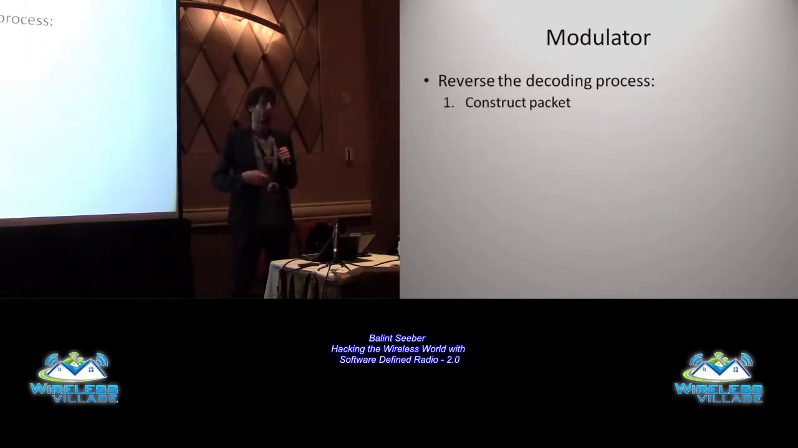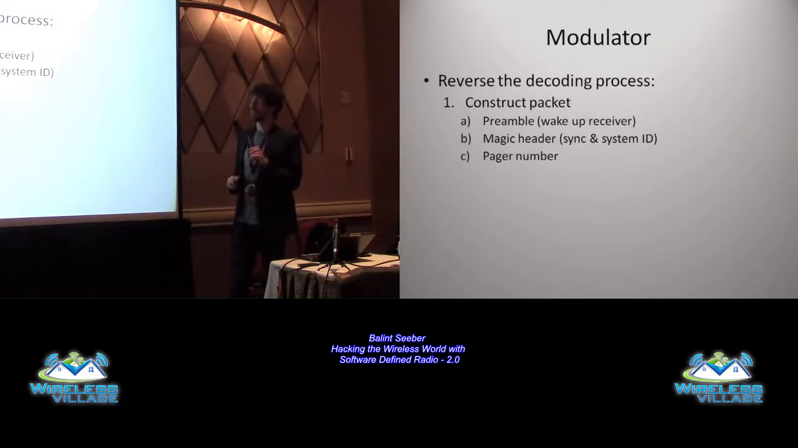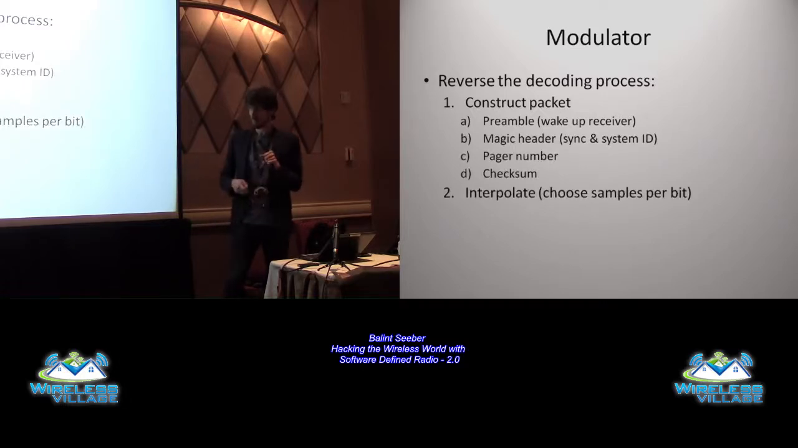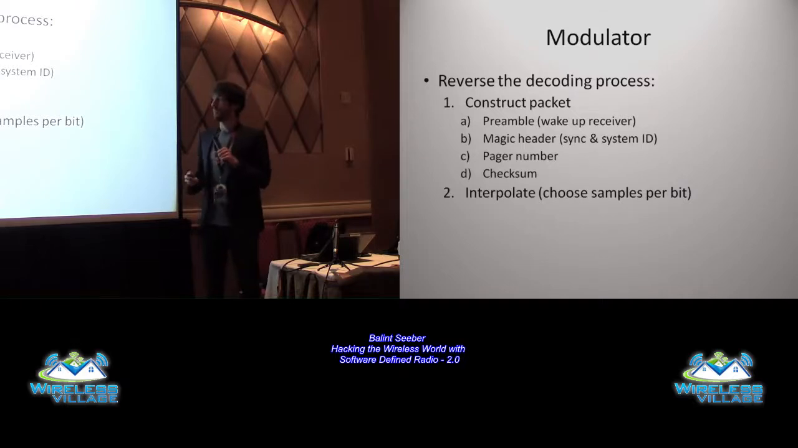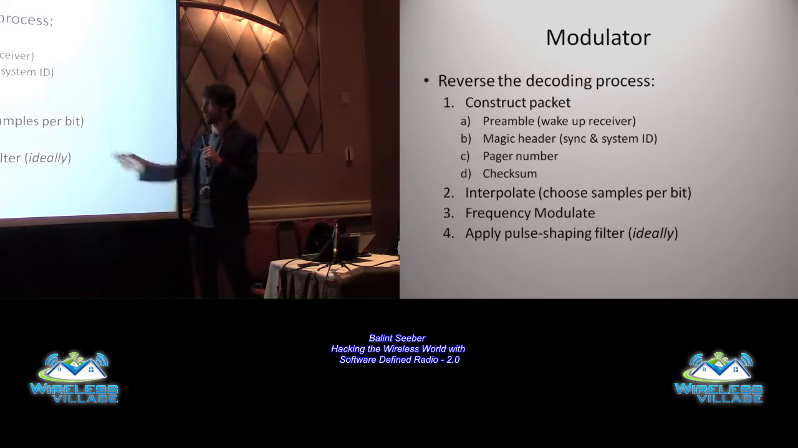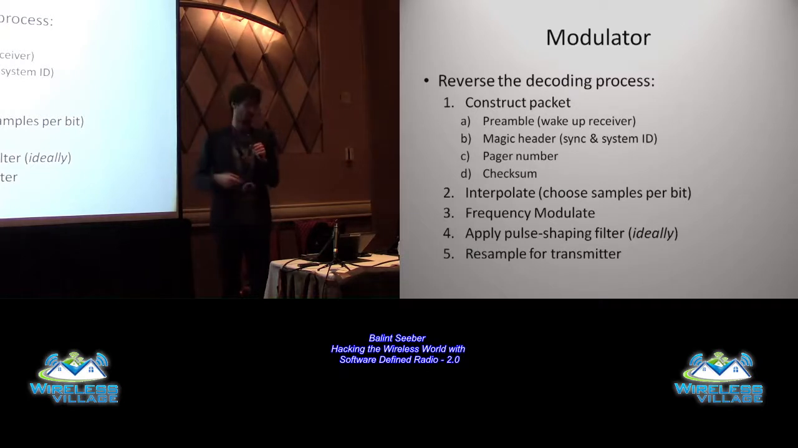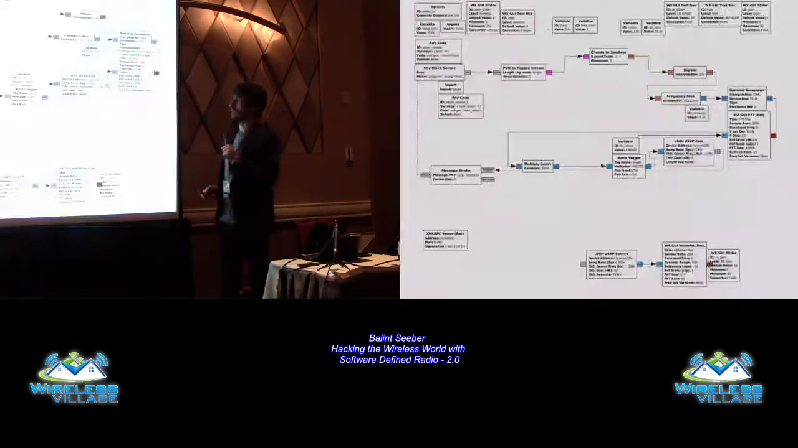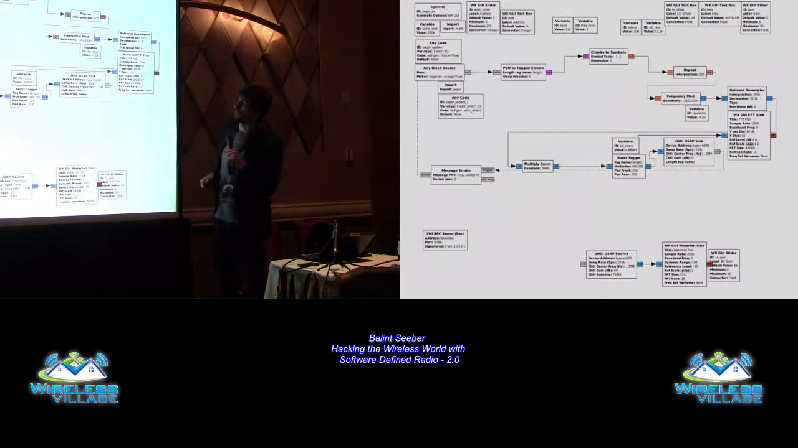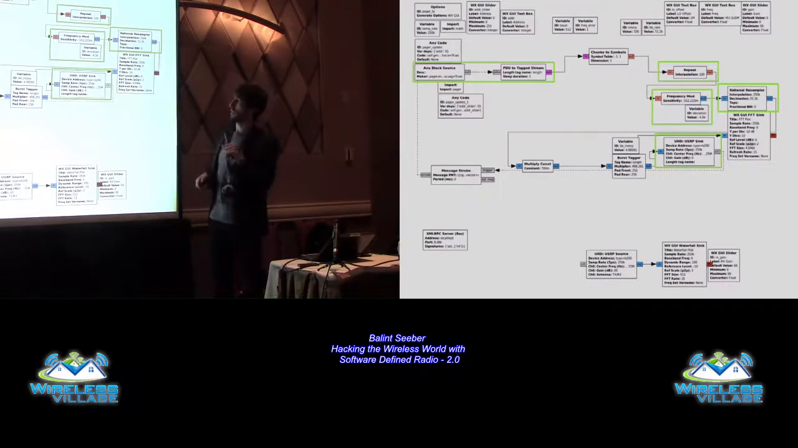And to do it in the modulator, you just do the reverse. So you construct your packet, add your preamble, your magic header, the pager number, the checksum. You interpolate that to start producing the stream that will be sent out of your radio. You frequency modulate. Before that, you should actually do some pulse shaping. I didn't bother. And then you resample so that you can send it directly to the transmitter. So this is actually the transmitter, the modulator, and you've got the steps that I just talked about there. It goes out of the USRP at the end.